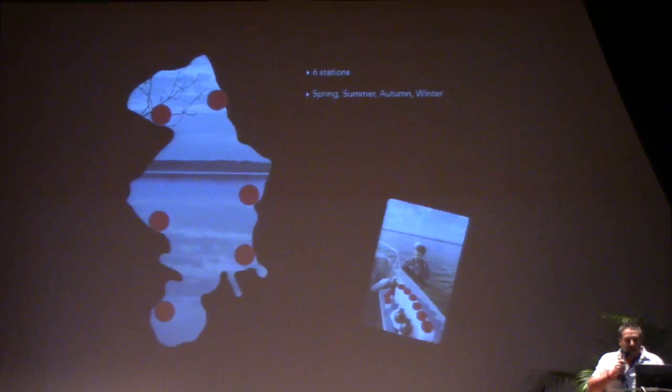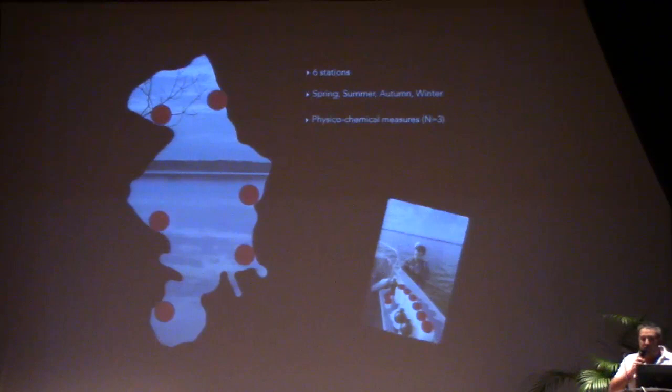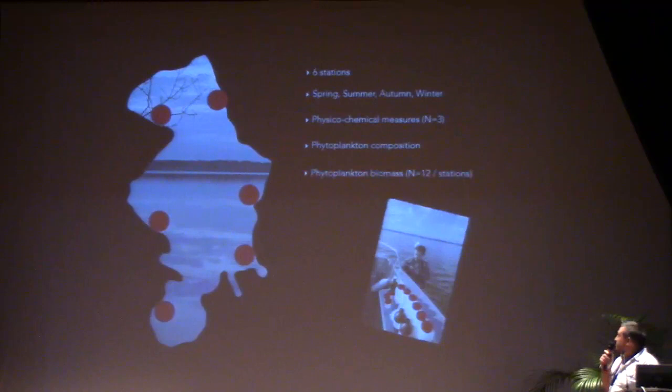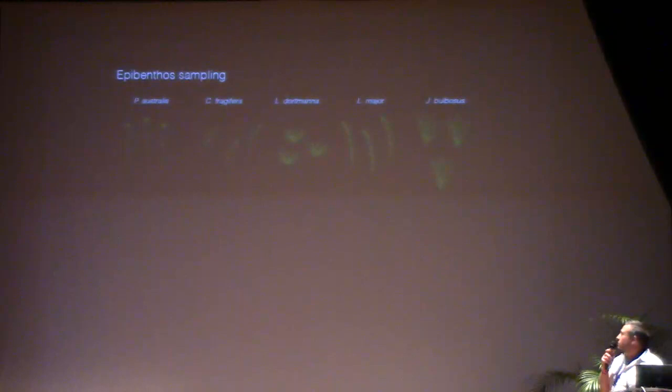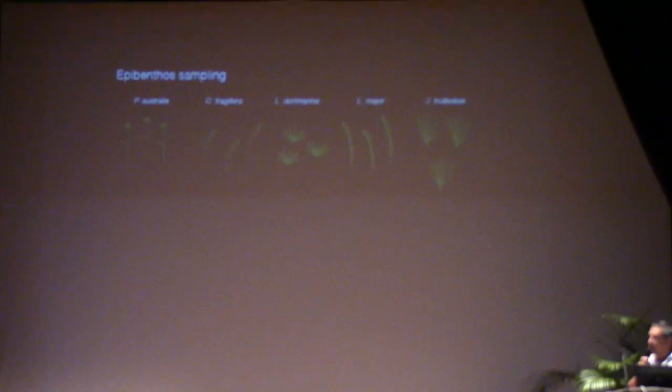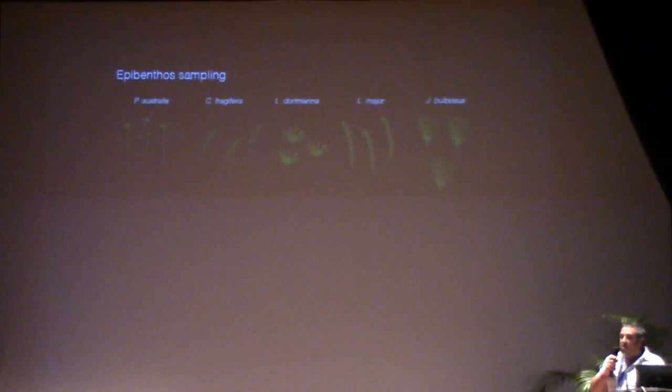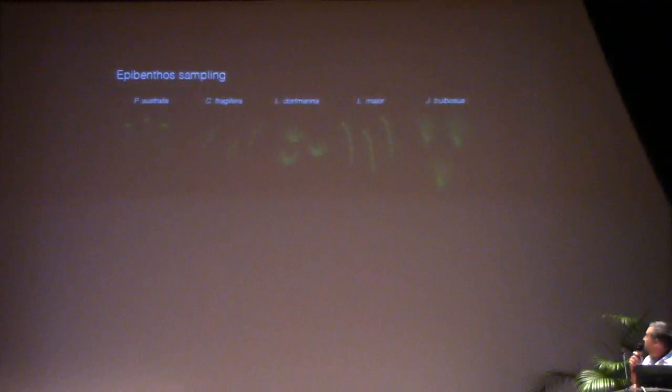And we also took some physicochemical measures, with 3 samples in each station. We also measured phytoplankton composition in each of the stations, and phytoplankton biomass in 12 samples for each station. To sample the epiphytic diatom communities, we focused on 5 macrophyte species, which represent different groups of macrophytes. So Phragmites australis, first, which is a helophyte species, Chara fragifera, which is an algae, Lobelia dortmanna, which is an isoetid, a protected and rare species, Lagarosiphon major, which is an invasive species in this area, and Juncus bulbosus, which is a neophyte species.